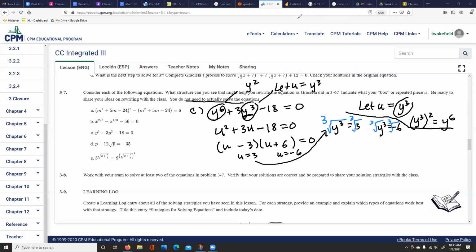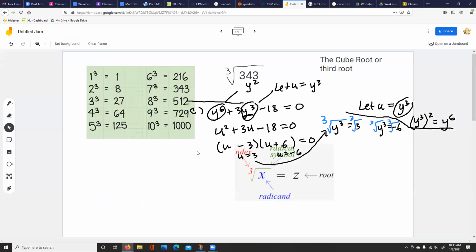I put it on my Jamboard here. I kind of have to move this around. I don't want to erase all this. Please write this down. This is pretty useful right here. Perfect cubes. You probably don't know your perfect cubes, so please write this down. I'm going to give you a second to write it down. 1 to the 3rd is 1. 2 to the 3rd is 8. 3 to the 3rd is 27. So 27 is a perfect cube. You should know that. 4 to the 3rd is 64. 64 is a perfect cube. 5 to the 3rd is 125. That's a perfect cube. So if I took the cube root of 125, I would get 5.